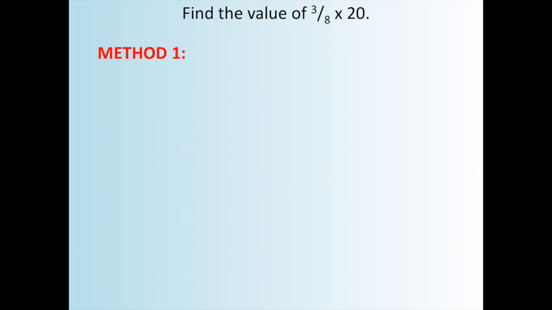So in method 1, we're going to rewrite the problem 3/8 times 20. We already know that we're going to multiply the numerators together. So we're going to multiply 3 times 20, and our denominator stays the same. Our denominator will be 8. Then we're going to multiply 3 times 20 and get 60 over 8, 60/8.